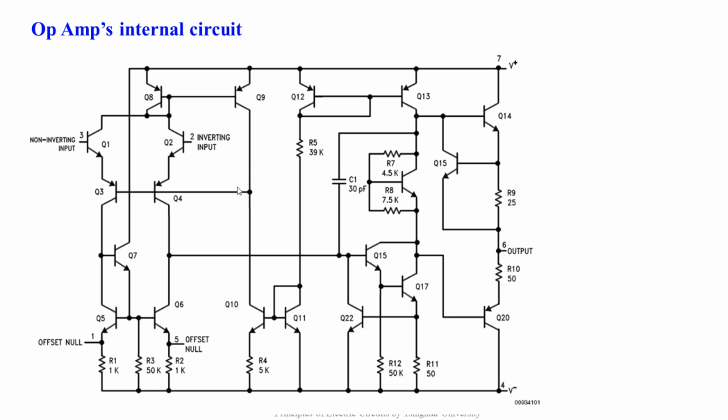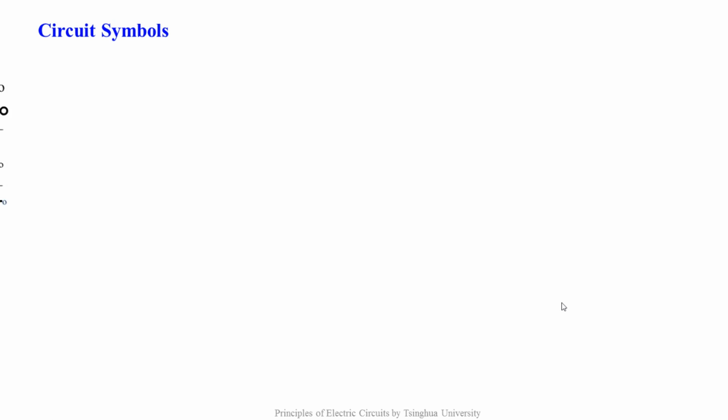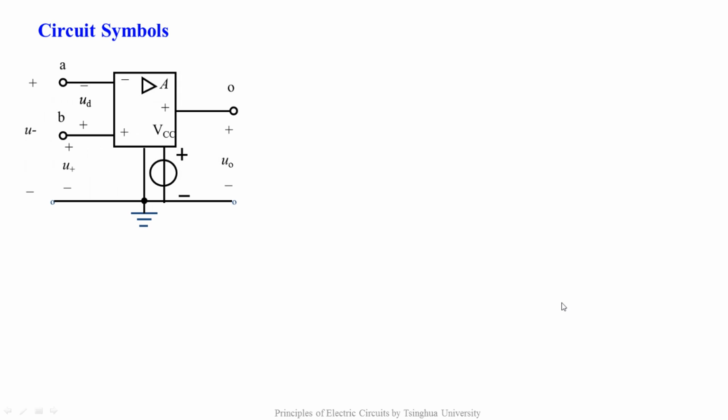The terminals are the inverting input terminal, the non-inverting input terminal, the power supply terminals, and the output terminal. It can be seen that this op-amp is powered by 2 power supplies, a positive power supply and a negative power supply. In fact, many other op-amps are powered by 1 power supply. The op-amp is represented by this circuit symbol in our circuit analysis.